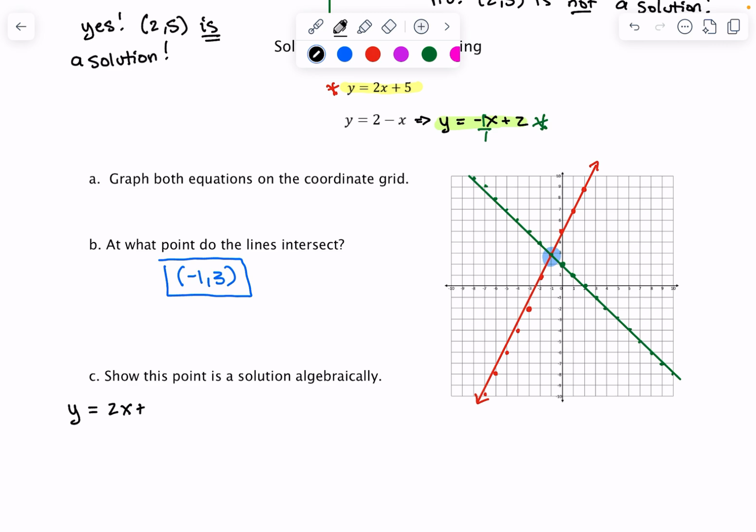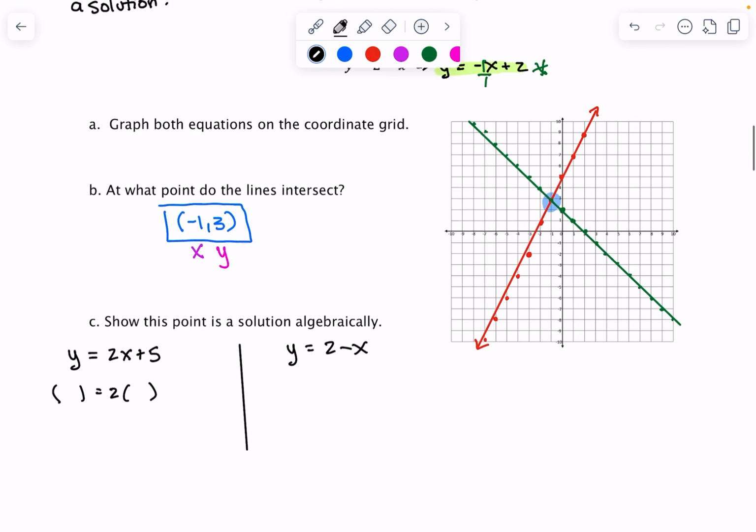My first equation is y equals 2x plus 5. My second equation is y equals 2 minus x. I'm going to go ahead and plug the -1 and the 3 in for x and y, remembering that -1 is my x and the 3 is my y. So for that first one, I'm going to put parentheses wherever the x and the y are.